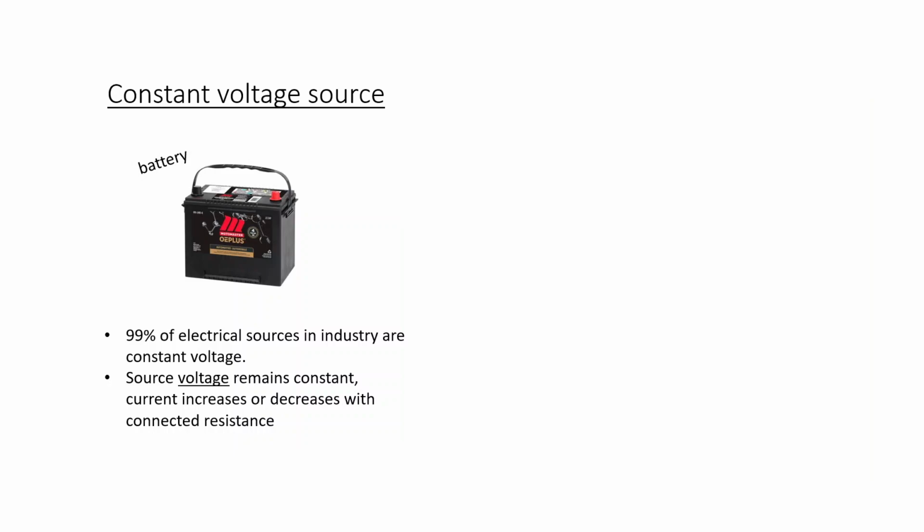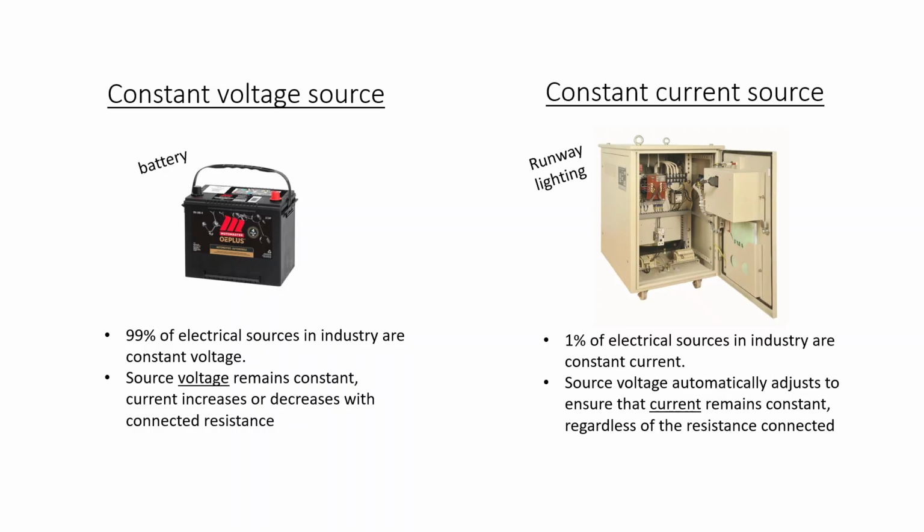Constant voltage source would be what we're used to in the electrical industry. A good example is a battery. 99% of electrical sources in industry are constant voltage. That means the source voltage remains constant, and the current increases or decreases with the connected resistance or load. A constant current source, which is runway lighting, is about 1% of the electrical sources in industry. The source voltage automatically adjusts to ensure that current remains constant, regardless of the resistance connected.